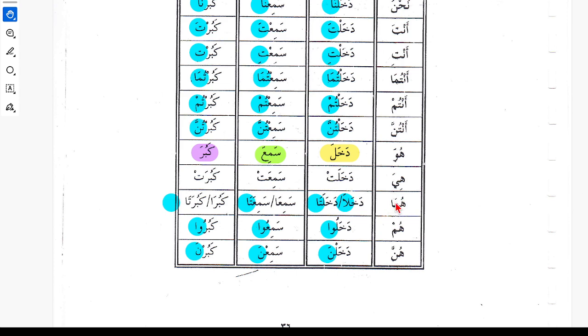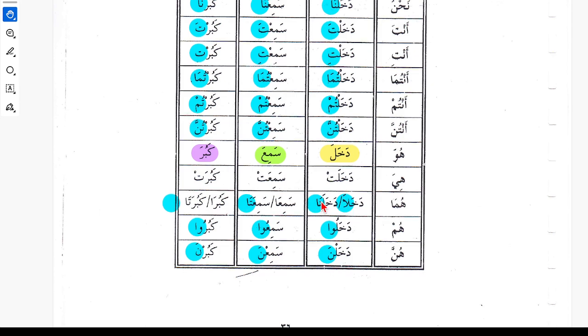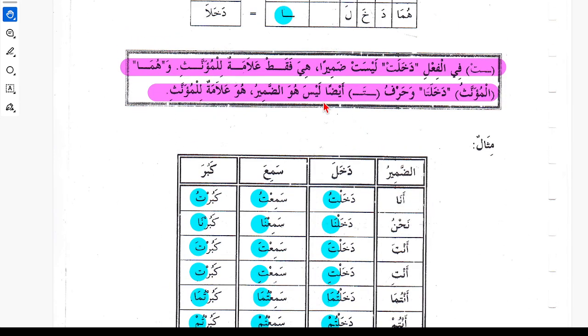Similarly, huma goes for both masculine and feminine. If it's masculine, then it is dakhala, and if it's feminine, they both entered, then it is dakhalata. But this ta sign again is not a pronoun, only alif is the pronoun. So alif is the pronoun in both cases. This ta laysa huwa damir, is not a pronoun. This ta huwa alamatun lil muannas. This is again the sign for the feminine.